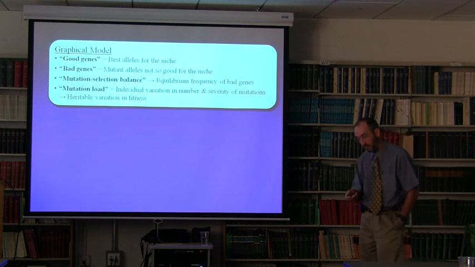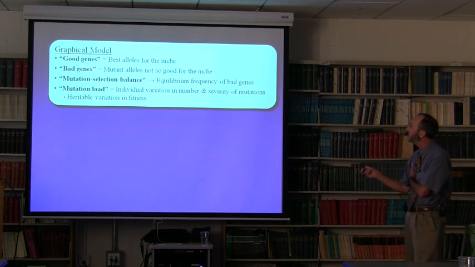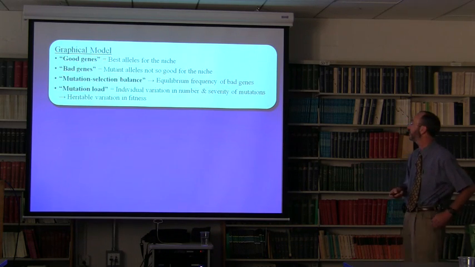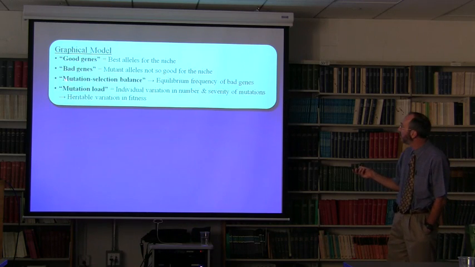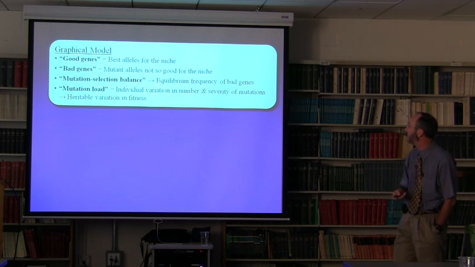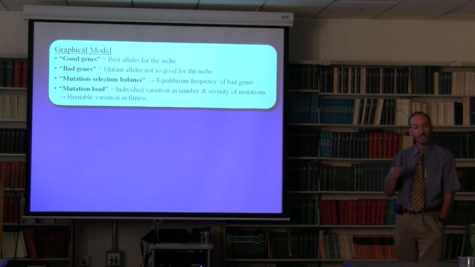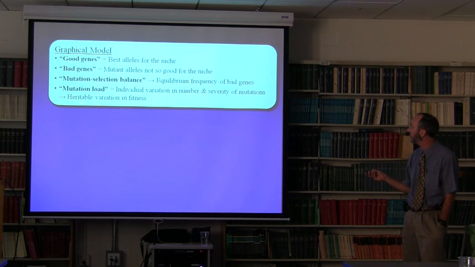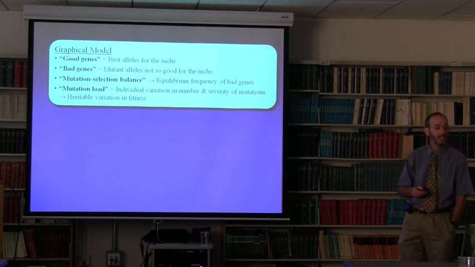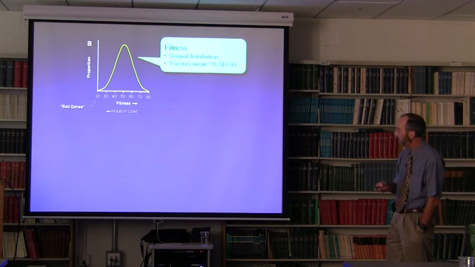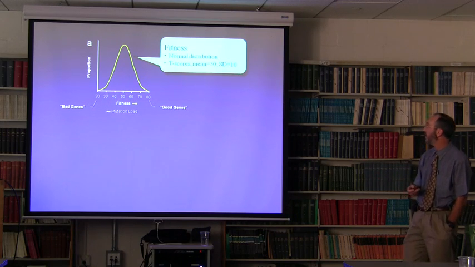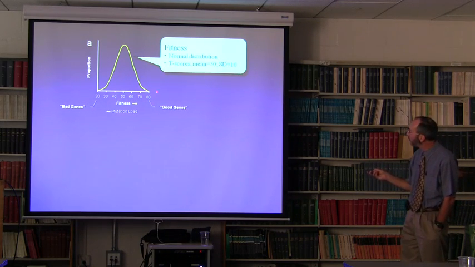Let me now show you a graphical model, which I'll refer to frequently, in which good genes represent those best for the niche. Bad genes represent mutant alleles not so good for that particular niche. Mutation selection balance produces an equilibrium frequency of bad genes in the population, but the number and severity of bad genes or mutation load varies across individuals, and this accounts for heritable variation in fitness. Here I've modeled fitness as a normal distribution on t-scores with a mean of 50 and a standard deviation of 10. So individuals with good genes are at this extreme, and individuals with bad genes are at this extreme.